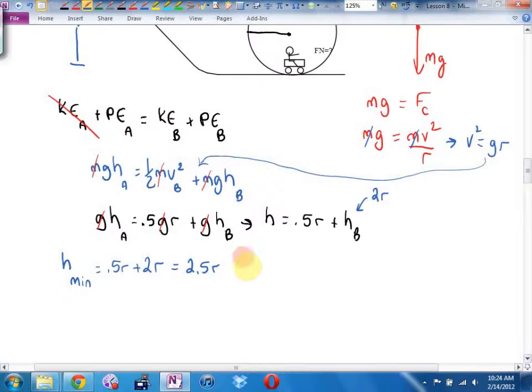In our case, what was the radius? I've scrolled down. What's the radius of this loop? What does it say? 4? I don't even need a calculator. 2.5 times 4, I think, is 10.